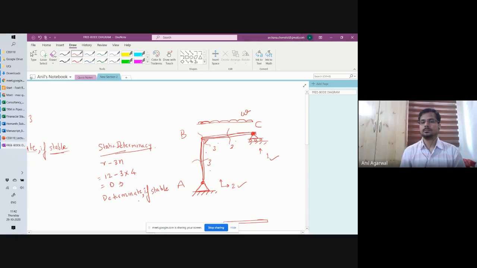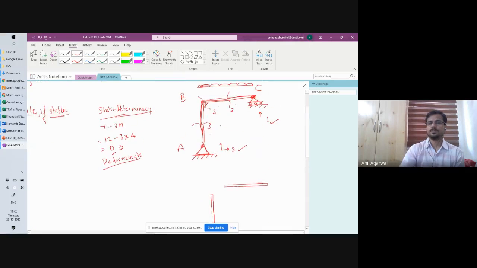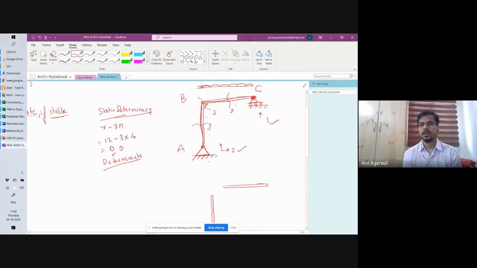We have not established stability. Even if it is 0 or this number is positive, it may still be an unstable structure, which we can discuss a little bit later. So now I know that it is stable, so we don't worry about stability right yet. We know that this is a stable structure, and if it is a stable structure, then this is a determinate structure. Okay. Moving forward.